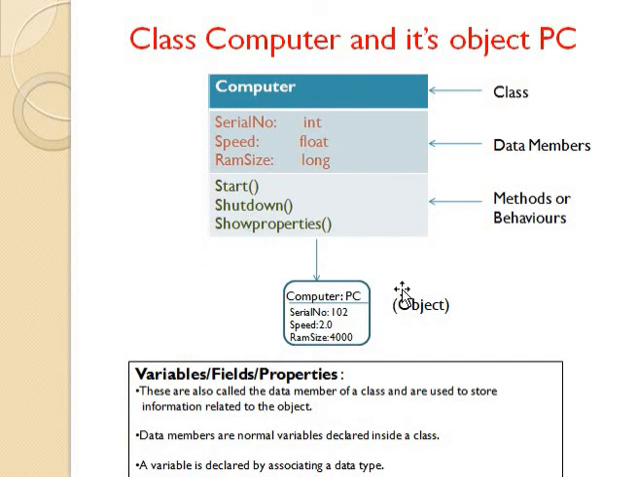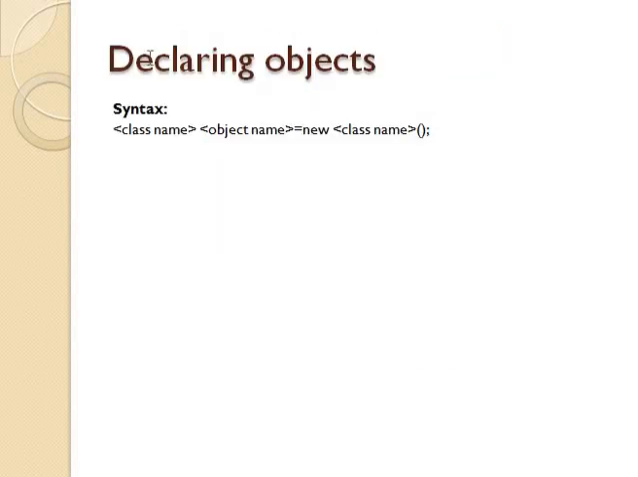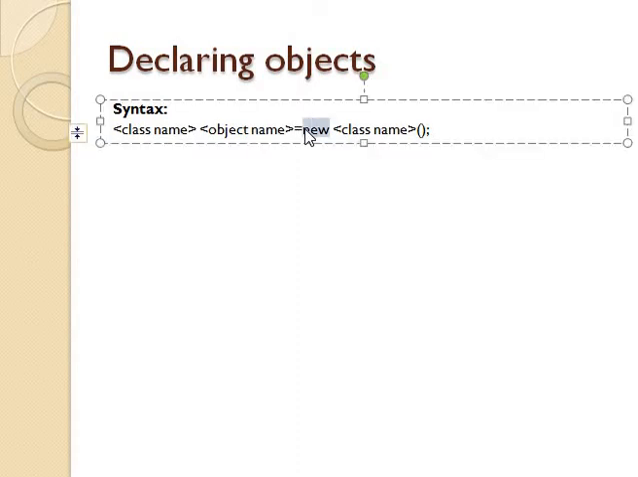Now before that, you should know how to declare and create this object of the class computer. So for that, just remember the syntax of declaring the object. The syntax goes like this. At first you specify the class name, then the object name, then write the equal to operator, then the keyword new. This is mandatory to write if you wish to declare objects. Then again the class name.